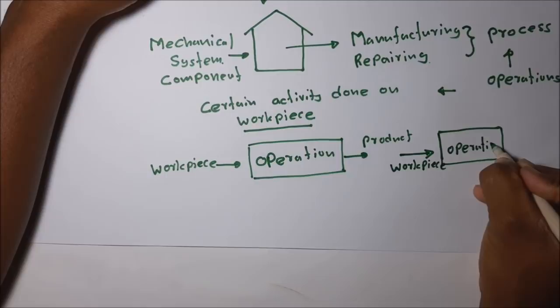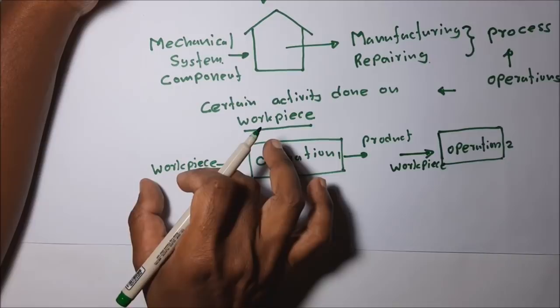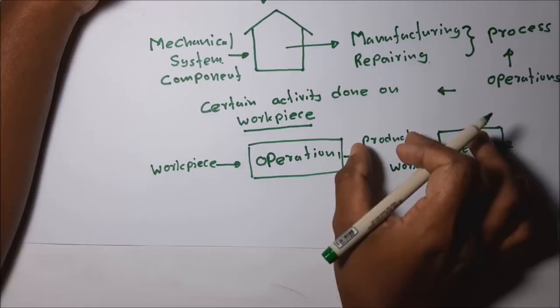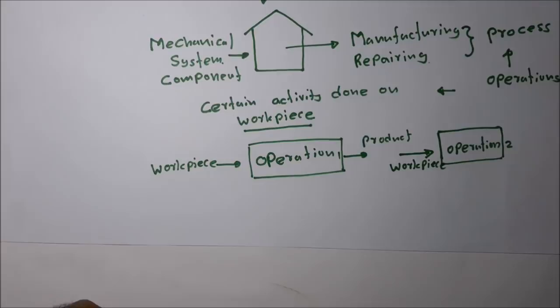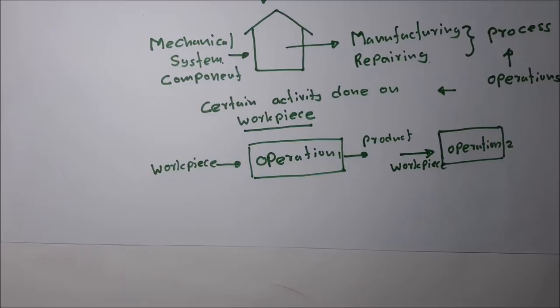Operation 1: here the initial piece of material taken for this operation is called the workpiece. Then after this operation, this is the semi-finished product. So when it starts the second operation, this product is called the workpiece for this operation. This is how we are defining the workpiece, operation, and process. Then what are the workshop operations you know?